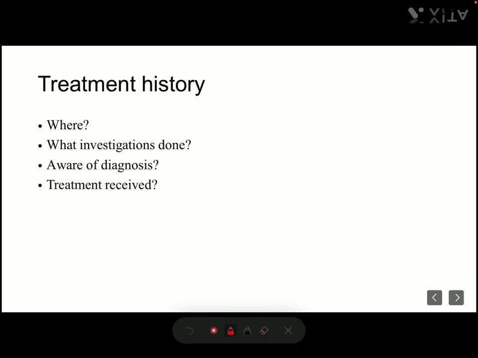Treatment history. We will ask him where he took the previous treatment from, if he had taken any, what investigations they did there, whether he is aware of his diagnosis, and what treatments he received in the previously attended clinic. We ask all these questions so that we don't have to repeat whatever has been done. We don't want to waste the patient's money. We can start from what is left in the previously visited clinic.